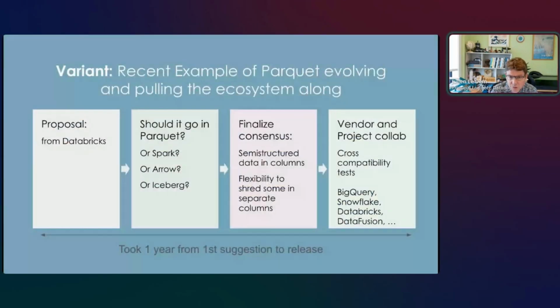So I'll give an example. Last year, we adopted the variant type in Parquet. Just to show you the process and how that works: it came from a proposal from Databricks. There was a bit of a discussion of which project should contain the definition of that new type and how it works, from Spark to Arrow to Iceberg. We finalized the consensus, and it went into Parquet. We worked together as an industry, and you get collaboration between Databricks and Snowflake and DataFusion, whether open source or vendors, having to collaborate on how we make this happen, right?